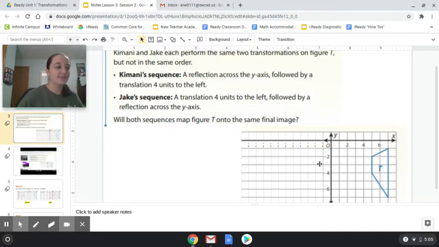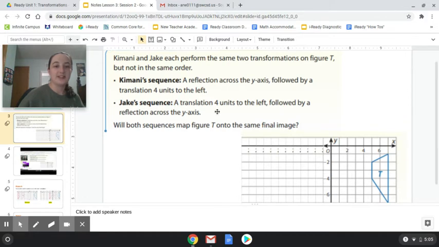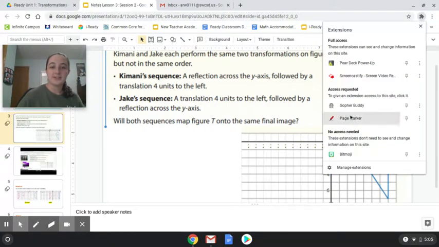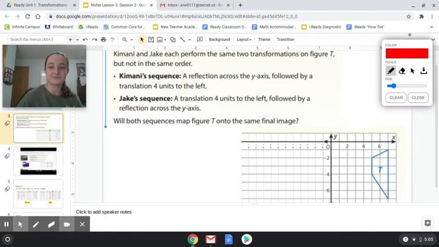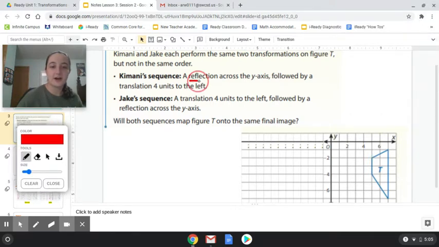So we have our first problem on page 49. We see that Kamani and Jake each perform two transformations on this figure T, but not in the same order. So we are going to start with Kamani's sequence. She started by reflecting across the y-axis. So that is this right here.